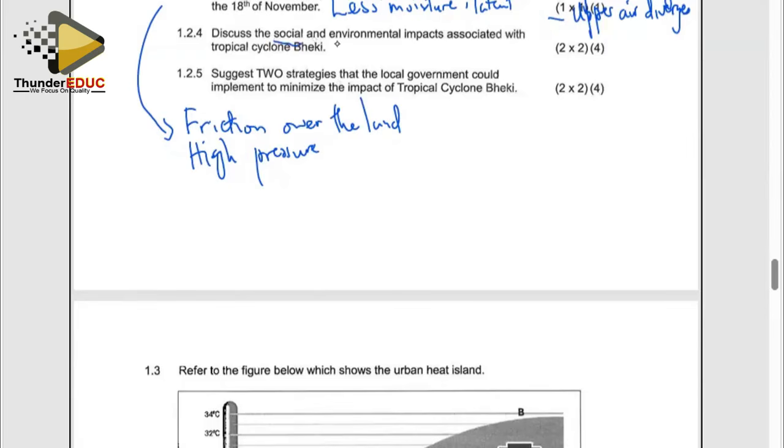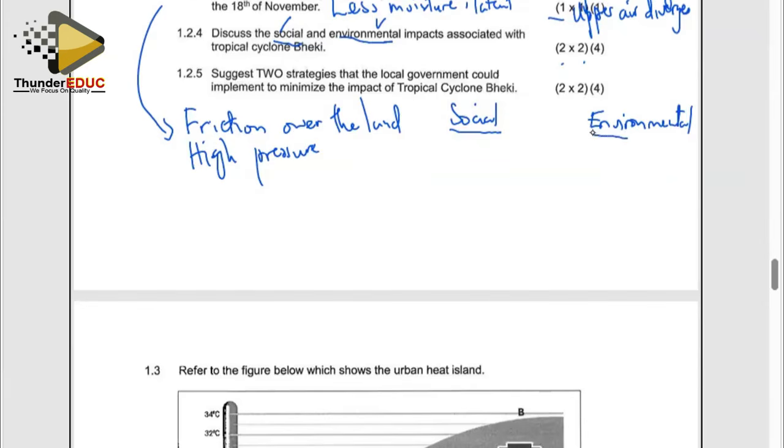It needs a social and environmental, which means for a 2x2 response question, you cannot give two answers for social only and expect to get 4 marks because your response is not balanced. You must at least address one social and one environmental. So be also specific and be able to know which one is social and which one is environmental. Social, we are looking at the way of life of people, how the society lives, how are people going to be affected as a society.